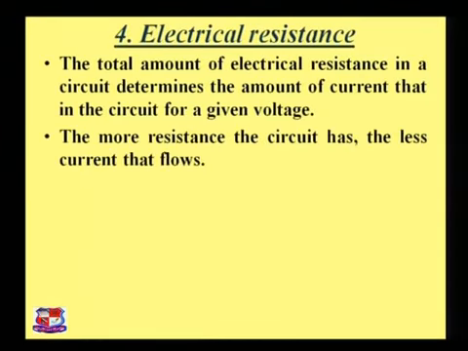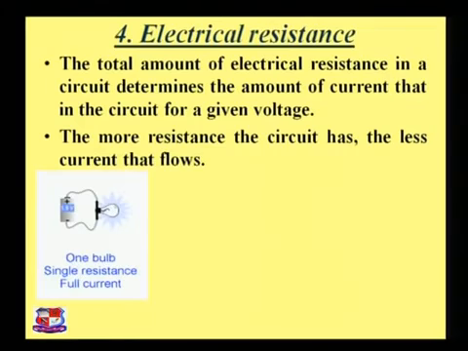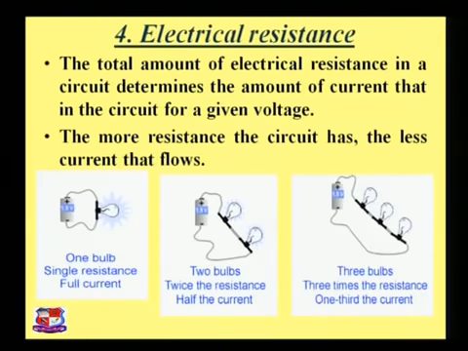The total amount of electrical resistance in a circuit is what determines the amount of current in the circuit for a given voltage. Whenever you apply voltage to an electrical circuit, the number of electrons flowing in the circuit, that is the electric current, depends directly on the resistance in the circuit. The more the resistance in the circuit, the less the current that flows.